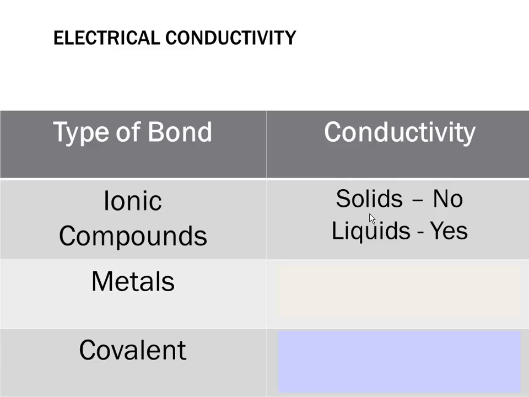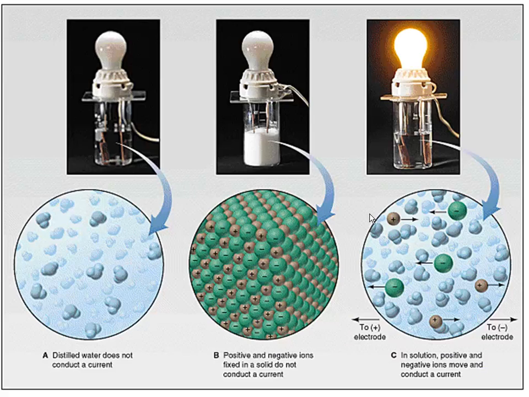Conductivity. Ionic compounds, if they're solid, do not conduct electricity. But if you were to turn it into a liquid, you have ions forming. And if you have ions, that means you can conduct electricity. For example, distilled water has no ions present, so it will not conduct electricity. Solid salt is in a crystal form, the charges are attracted to each other, so it is not conductive. But if you mix the two, you make a solution, and now you have ions free flowing, causing electricity to move through.